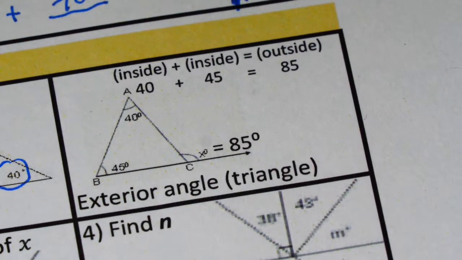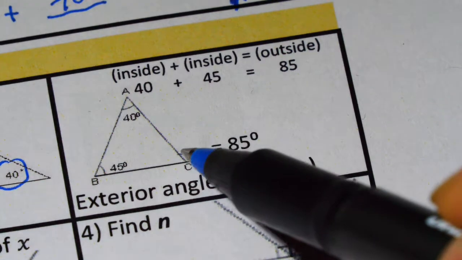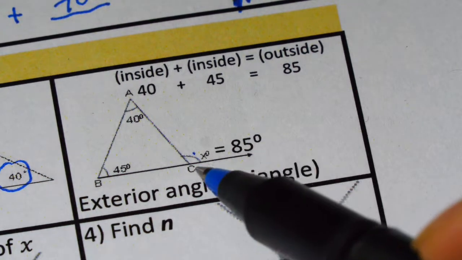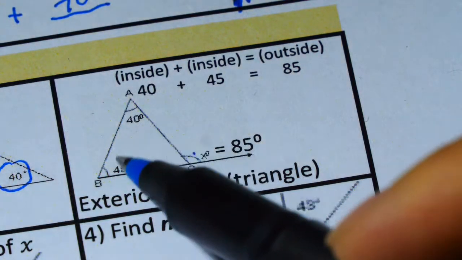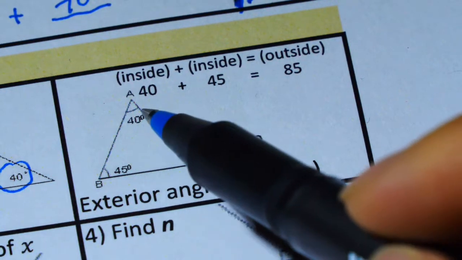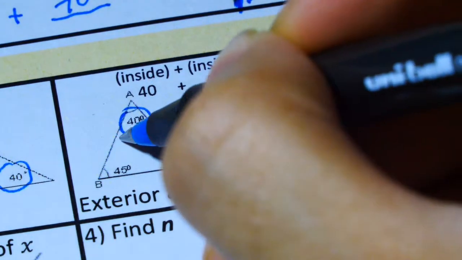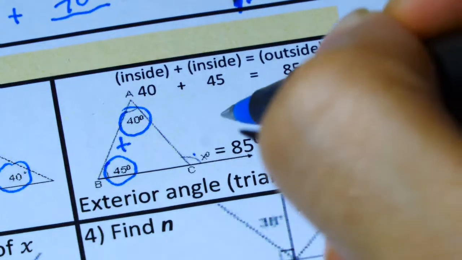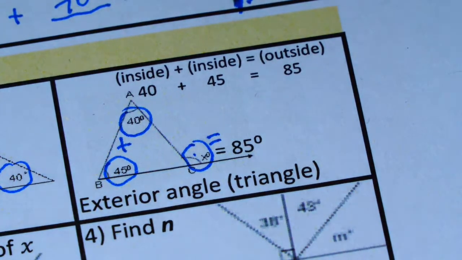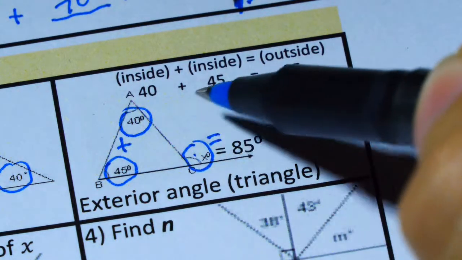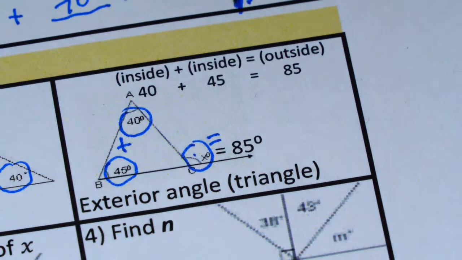And the last one, we have the exterior angle of a triangle, the angle on the outside. How do we find this one? We add the two interior angles. We add the two angles on the inside. Okay, so this angle on the inside plus this angle on the inside equals this angle on the outside. So 40 plus 45 makes 85. So this angle on the outside is 85 degrees.